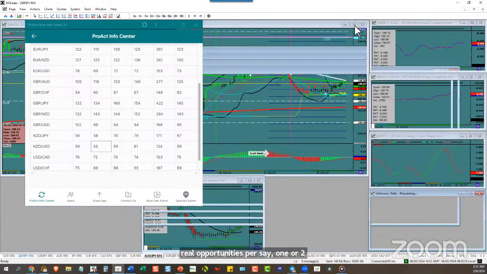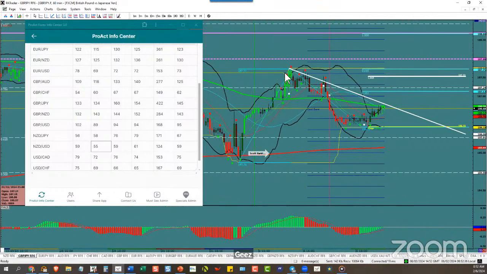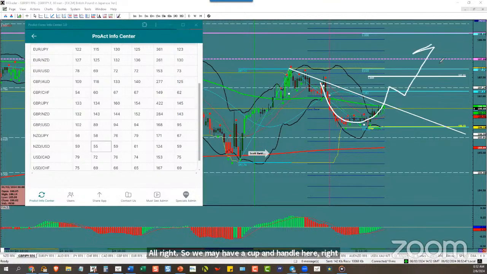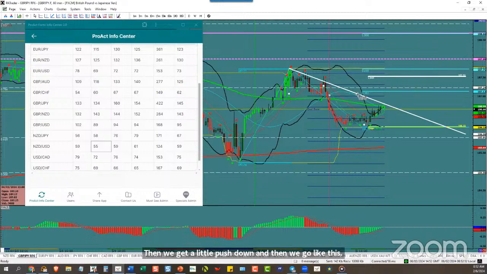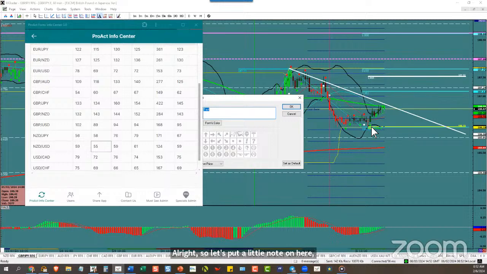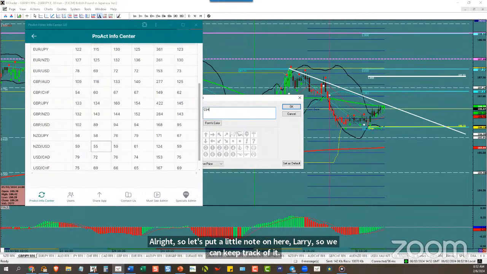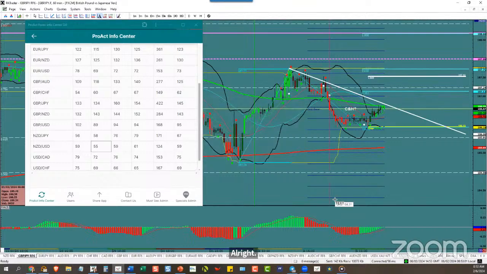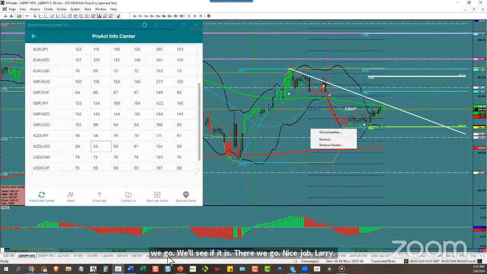GJ is building a C. Could be, Larry. Cup and handle could be, yeah. So Larry's on top of those cup and handles. All right. So we may have a cup and handle here. Then we get a little push down, and then we go like this. So let's put a little note on here, Larry, so we can keep track of it. There we go. We'll see if it is. Yeah, there we go. Nice job, Larry. Way to go.